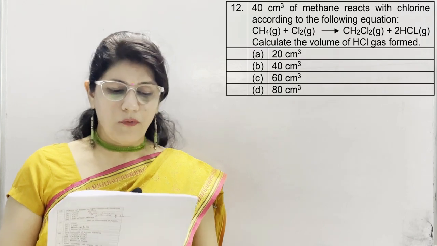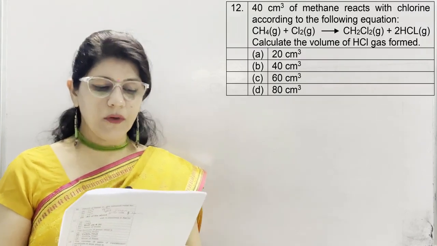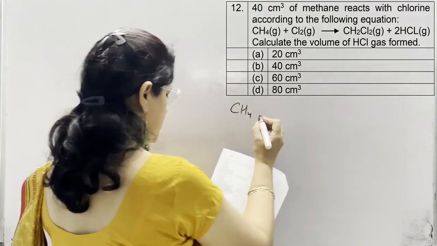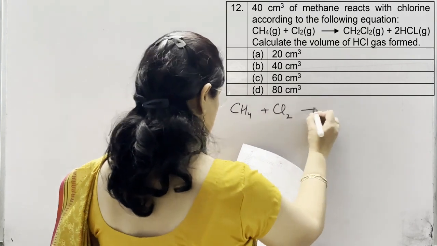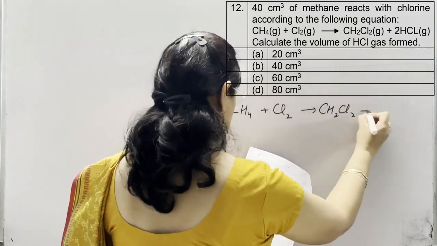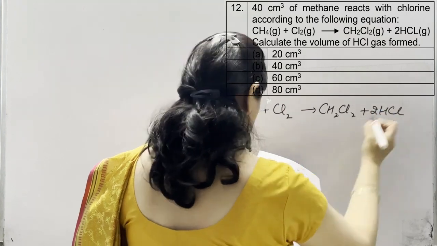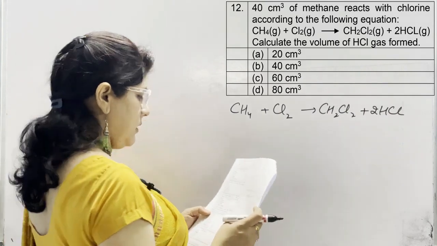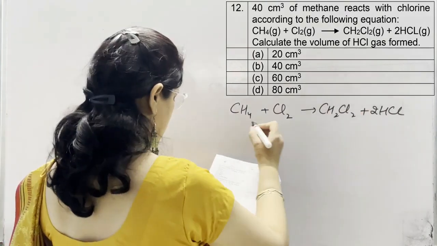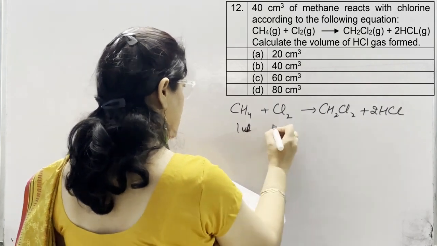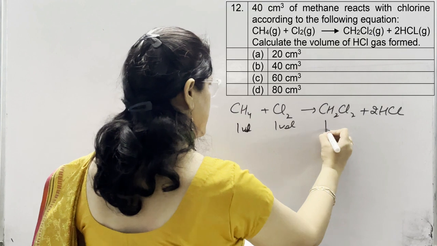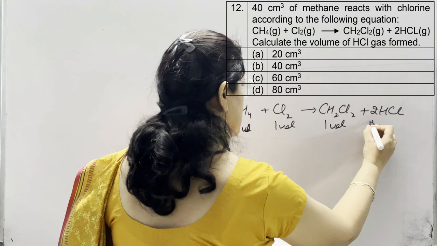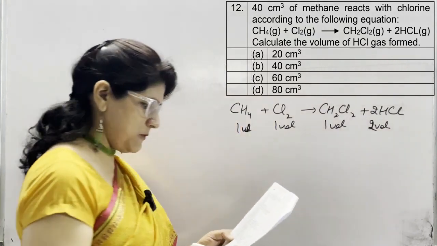In question number 12, 40 centimeter cube of methane reacts with chlorine according to the following equation. And the given equation is methane CH4, which is in the gaseous form, again chlorine in gaseous form, CH2Cl2, and then 2HCl gas. Calculate the volume of HCl gas formed here. Now here volumes we can check. 1 volume of methane, then 1 volume of chlorine. These are the reactants, and they are producing 1 volume of CH2Cl2, but they have asked for HCl. So here 2 volume of HCl is produced.